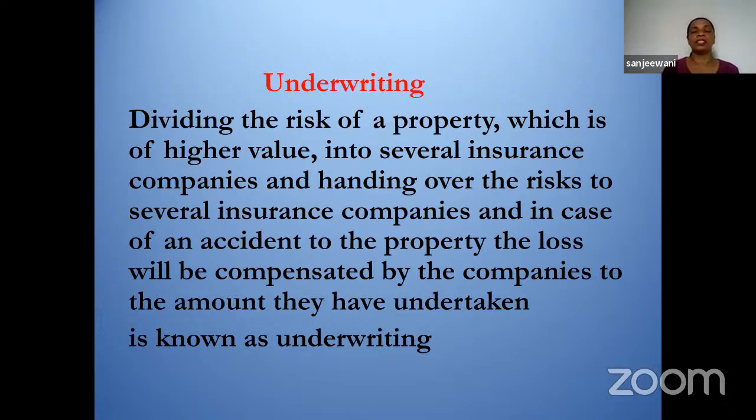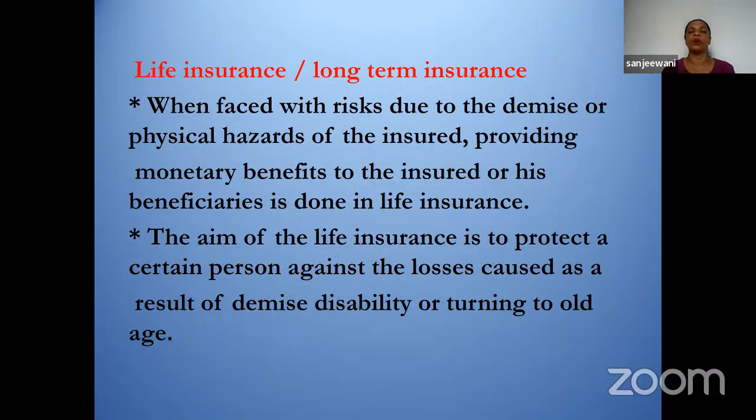Then we'll see what life insurance is. Now I just gave an idea about life insurance, life insurance or long-term insurance. What is it? When faced with risk due to the demise or physical hazards of the insured, providing monetary benefit to the insured or his beneficiaries is done in life insurance. So what's the aim of life insurance? It's to protect a person against the loss caused as a result of demise, disability or turning to old age.